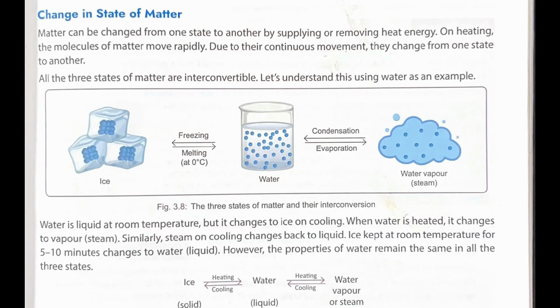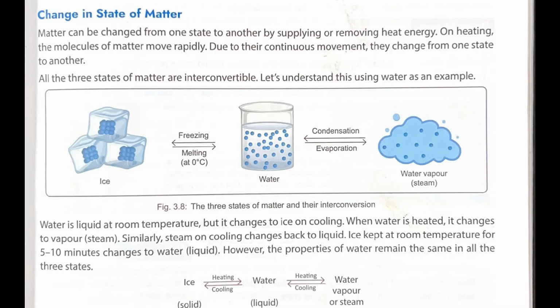On heating, the molecules of matter move rapidly. Due to their continuous movement, they change from one state to another. All three states of matter are interconvertible. So let's understand this using water as an example. Water is liquid at room temperature, but it changes to ice on cooling. When water is heated, it changes to vapor or steam. Similarly, steam on cooling changes back to liquid.